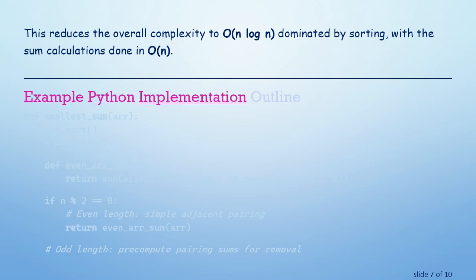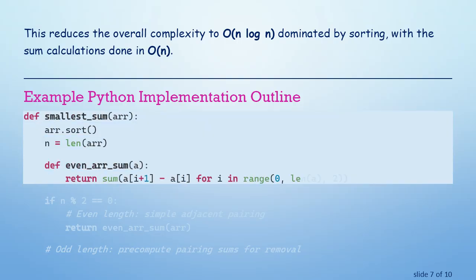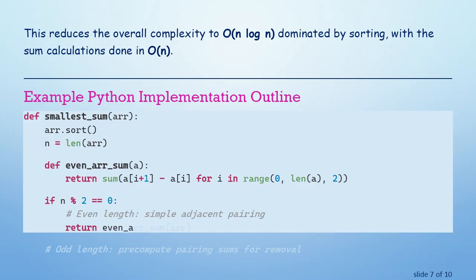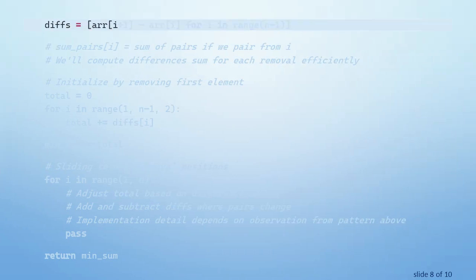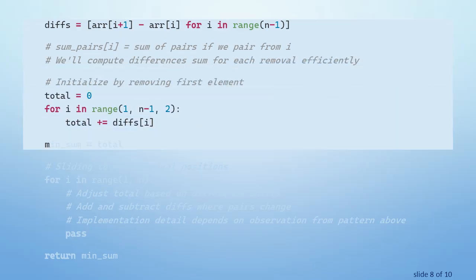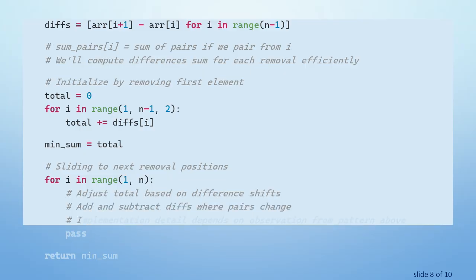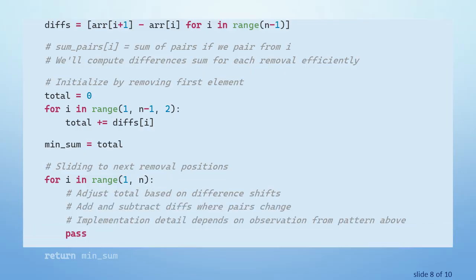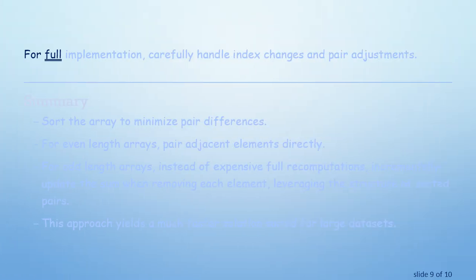Example Python implementation outline. For a full implementation, carefully handle index changes and pair adjustments.